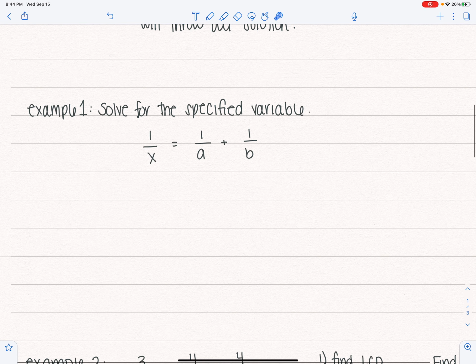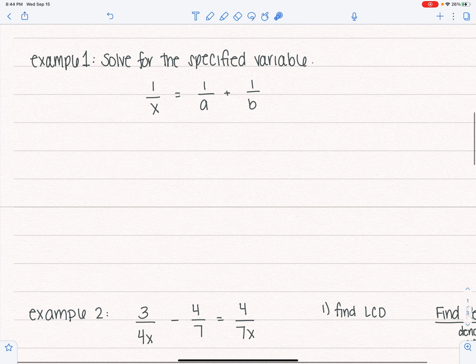So let's jump in. Example 1 is one that's a little bit different than we've seen, and it says solve for the specified variable. These are called literal equations, which means I don't have any numbers, I just have a bunch of variables. It works the same, but it looks a little different because it has a lot of letters and people tend to freak out.